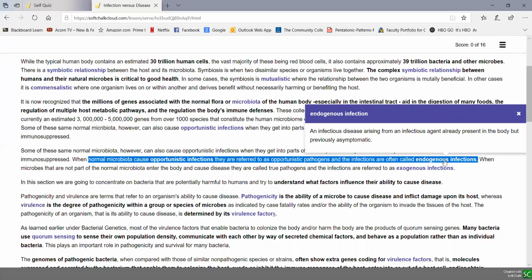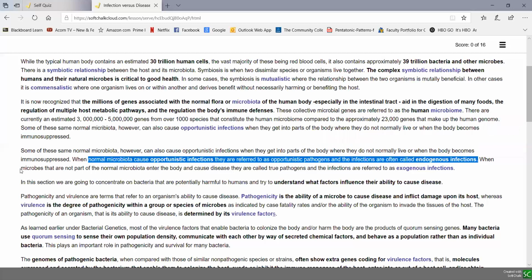Endo refers to within. So this is an infectious disease arising from infectious agents already present in the body, but previously asymptomatic, when microorganisms already live in the body and aren't causing harm suddenly start causing harm. A good example is urinary tract infections, where E. coli and other opportunistic pathogens that cause urinary tract infections live in the intestines and are harmless. But when they get up the urethra into the bladder, they can cause urinary tract infections.